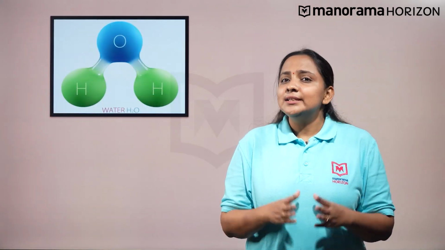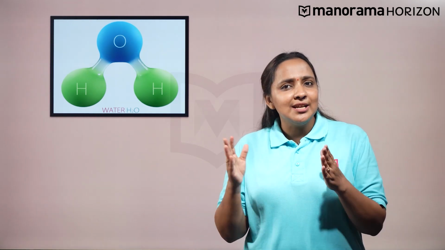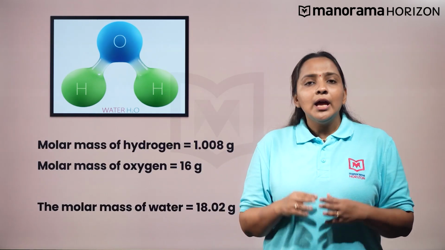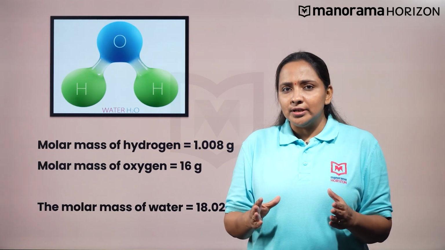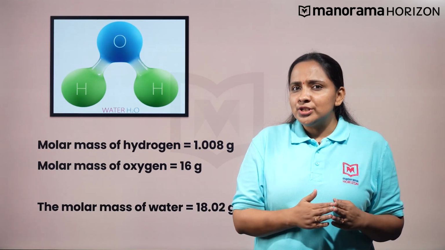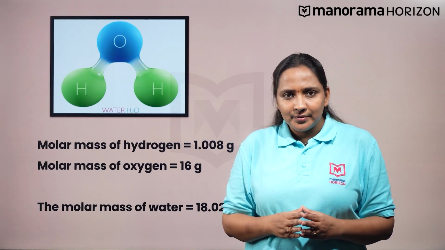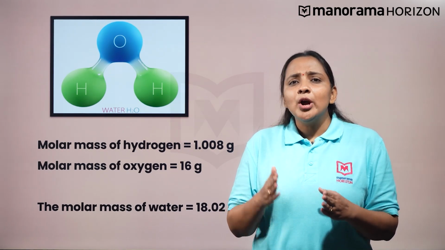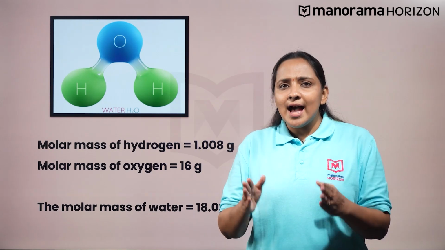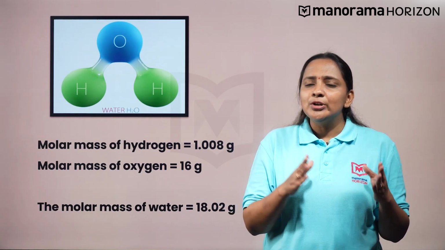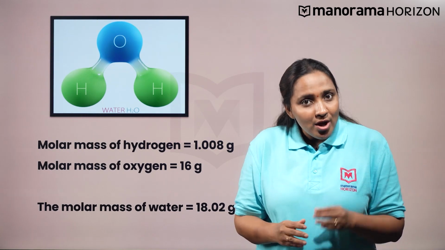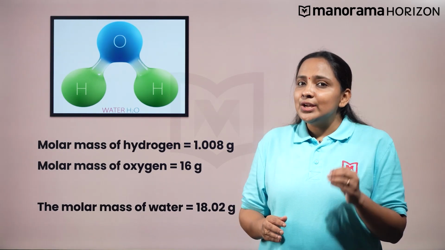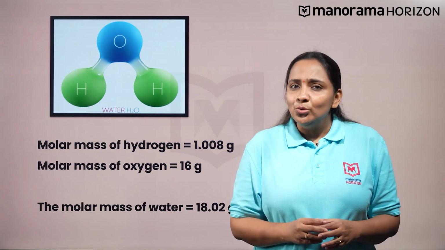Let us calculate the mass percentage of hydrogen and oxygen in water. If you observe the structure of water, it contains 2 hydrogen and 1 oxygen atom. And the molar mass of hydrogen is equal to 1.008 grams and the molar mass of oxygen is equal to 16 grams. So, the molar mass of water is equal to 18.02 grams.